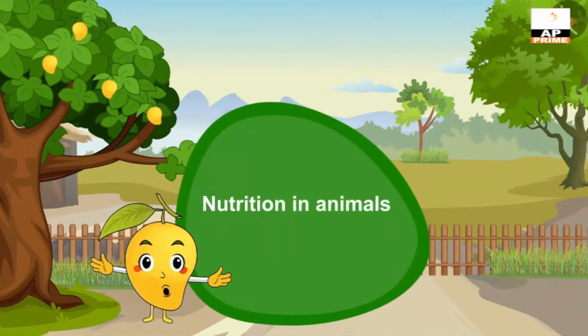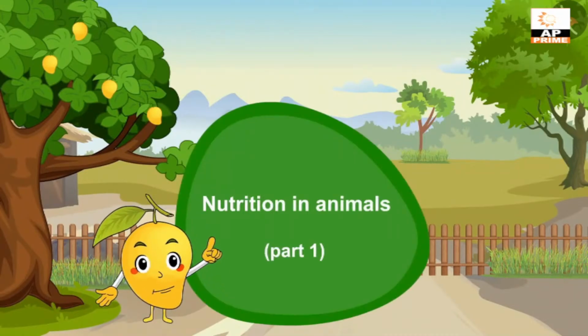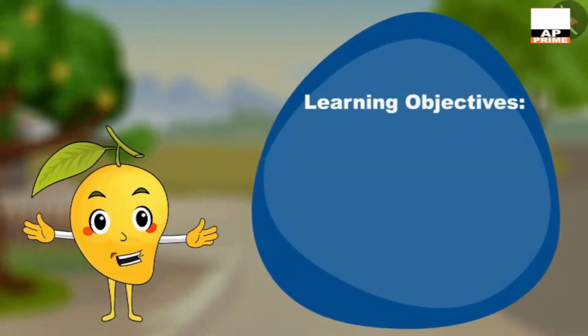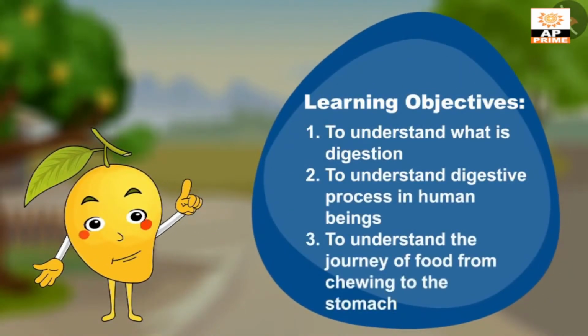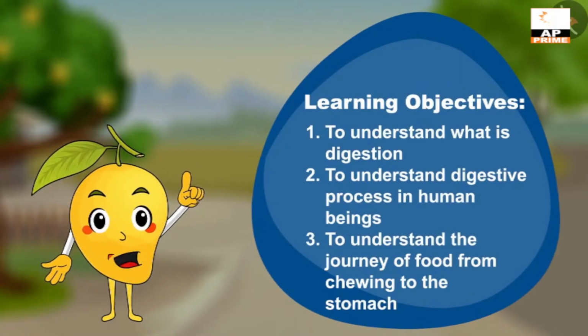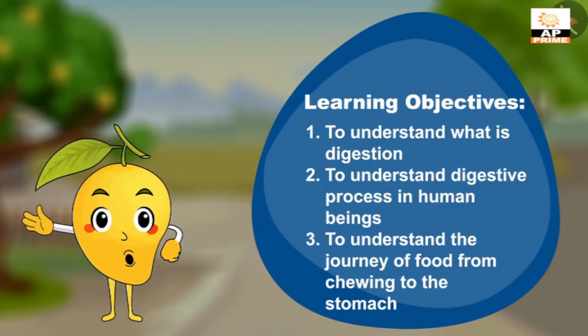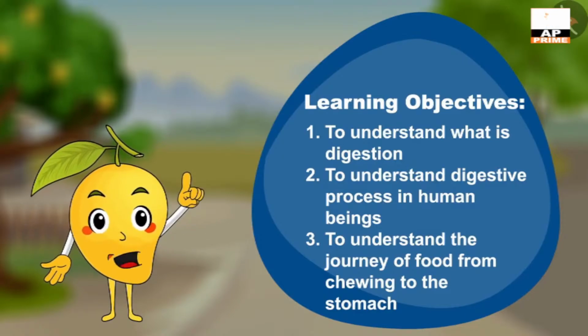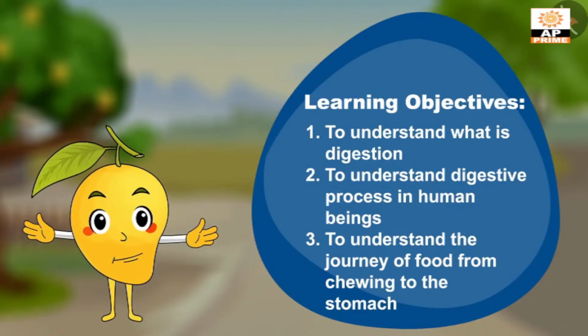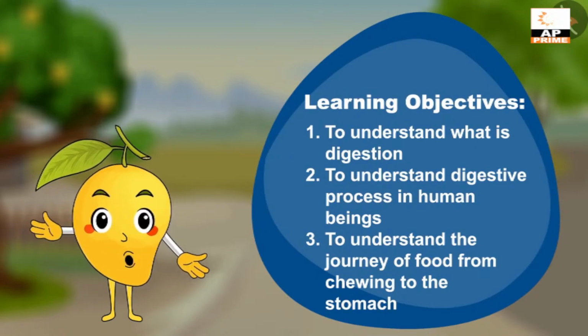Nutrition in Animals, Part 1. Learning Objectives. 1. To understand what is digestion. 2. To understand digestive process in human beings. 3. To understand the journey of food from chewing to the stomach.